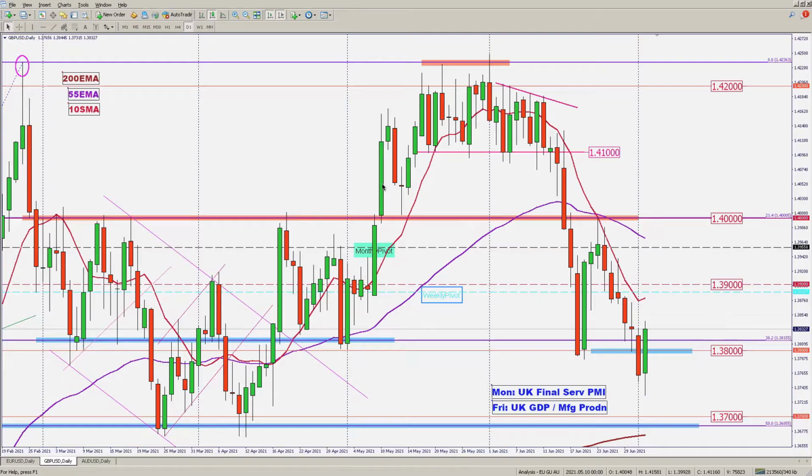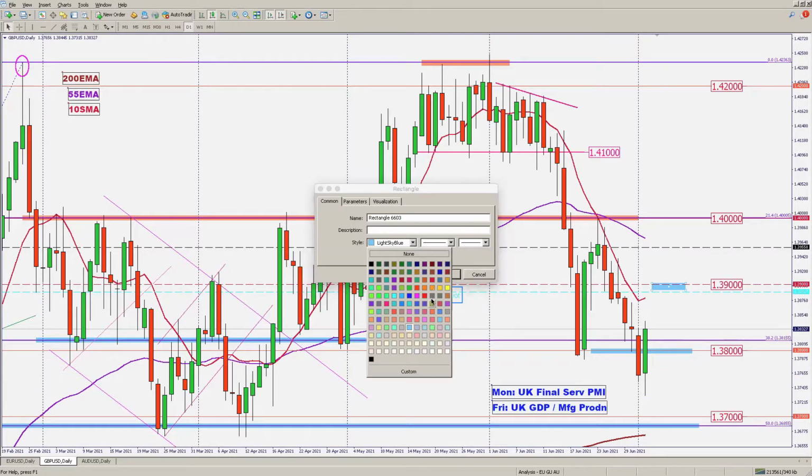Okay, and let's just add this zone as a key resistance, intermediate resistance here.